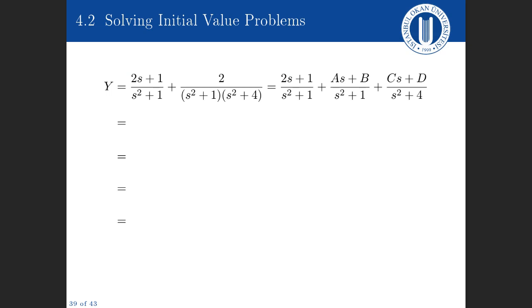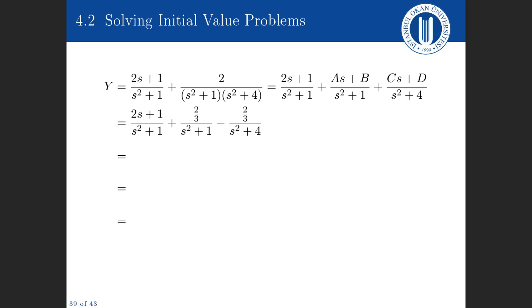This should be revision for you. I want to write this as (2s + 1)/(s² + 1) + (as + b)/(s² + 1) + (cs + d)/(s² + 4). And I'm going to skip the details here. I'll leave this for you to check.